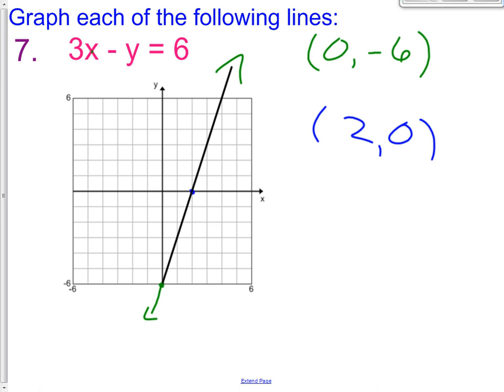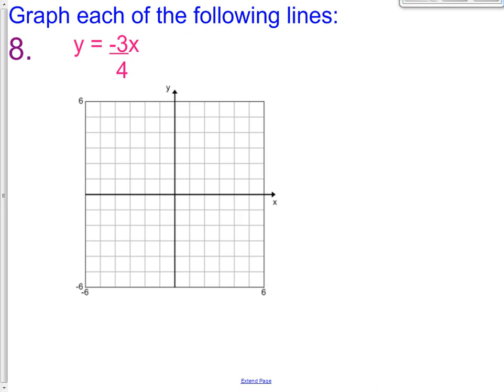Why don't you guys try 8, 9, and 10 on your own, please. Pause the video, try those 3, and then check your work with mine. Here's number 8. This is y equals mx plus b form. Our b is just the number 0. So our y-intercept is 0.